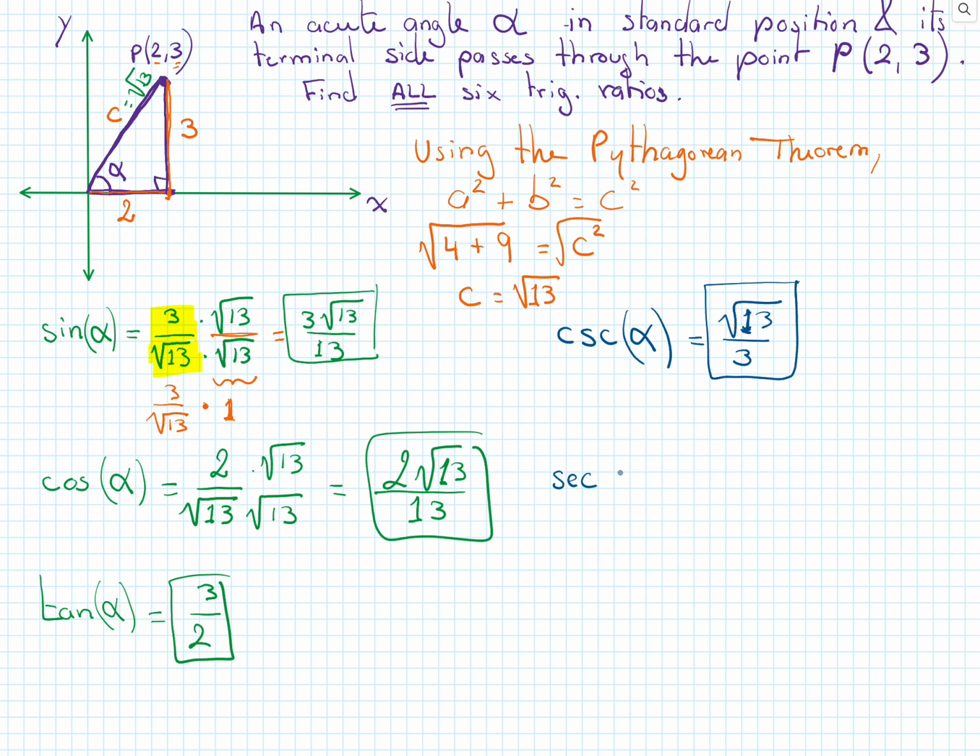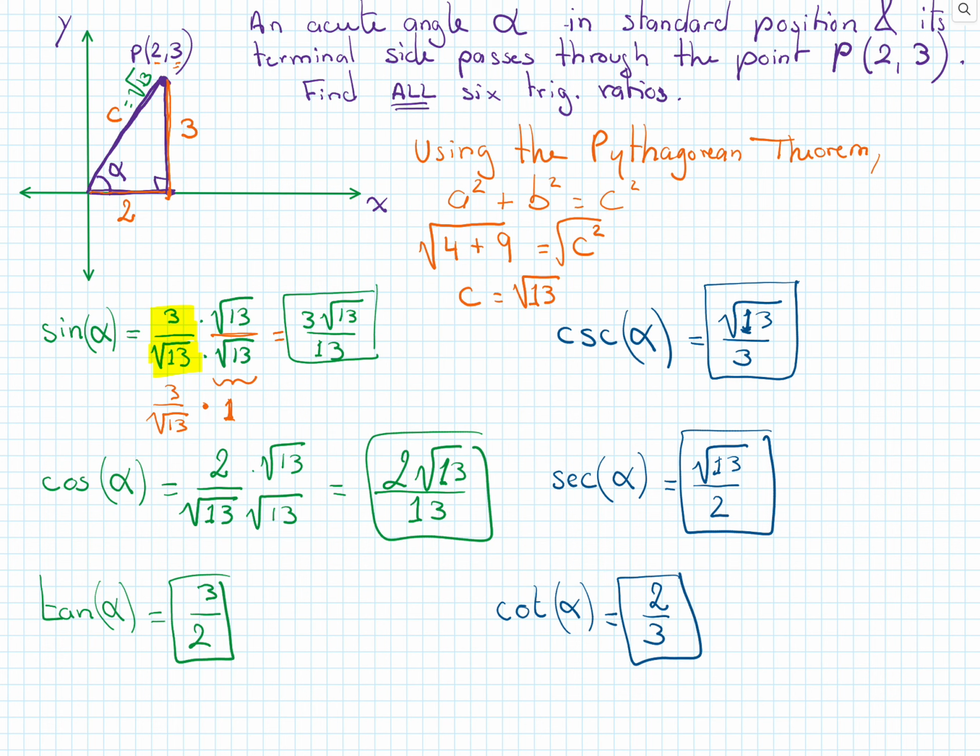The second is the reciprocal of cosine, secant alpha. And same thing, instead of doing 2 over square root of 13, I'm going to have the hypotenuse, square root of 13 over 2, and that is good to go. And then the reciprocal of tangent is my cotangent alpha, and that will be not opposite over adjacent, but this time adjacent over opposite. Okay, here are the 6 trig ratios of this angle alpha going through the point (2, 3).